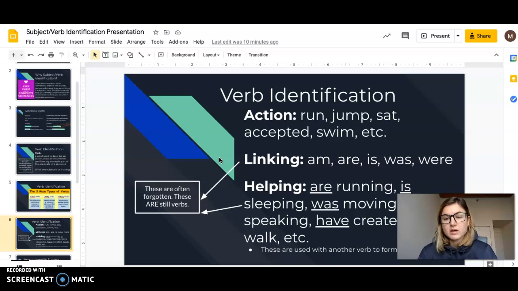Helping verbs are verbs that are used with an action verb in order to form a verb phrase. So: are running, is sleeping, was moving, were speaking. Like, the students were speaking. Were speaking is the verb phrase, so it's those 2 words together. It just forms a different verb tense. So be careful with linking and helping verbs. You can Google tons of lists of these, but these are the ones that are often forgotten.